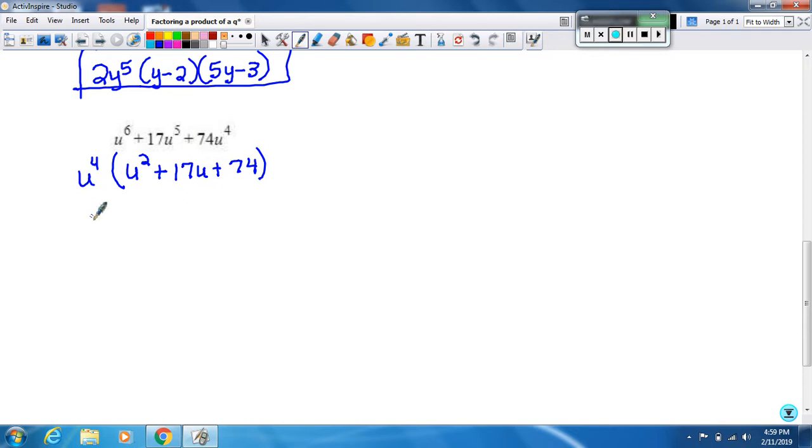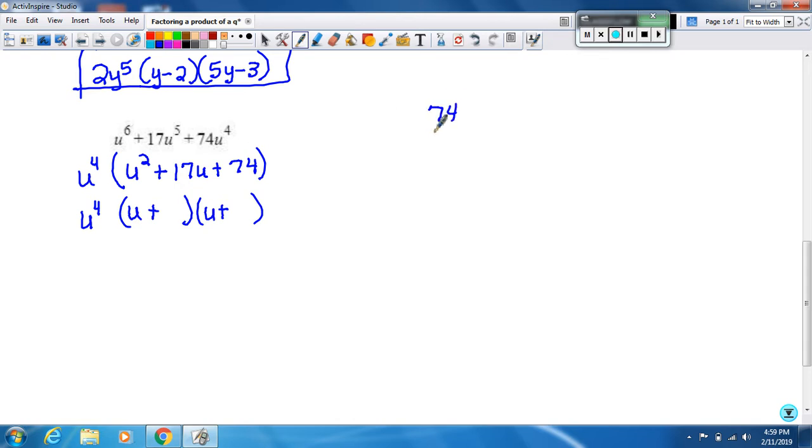This one's a little bit different because you don't have a number in front of your squared term. You can do it like this. Just keep the u to the 4th. I'm going to make 2 sets of parentheses. I'm going to split my u's up evenly. Since everything's positive, everything's going to stay positive and work backwards. The factors of 74 that when I add them equal 17.